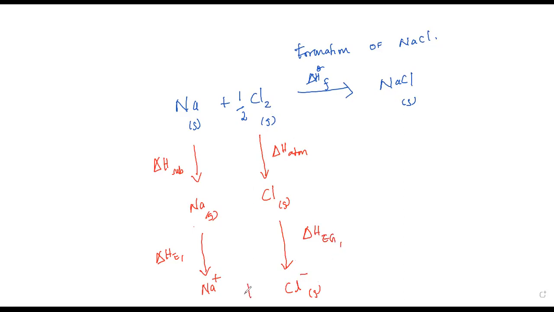When this Na plus and Cl minus form together and form NaCl, we call this the lattice energy, the formation of the lattice. What is the equation for the lattice energy? If you want to form solid NaCl, that should be formed from what? The ionic formation from the gaseous state of each ion, right? Okay.